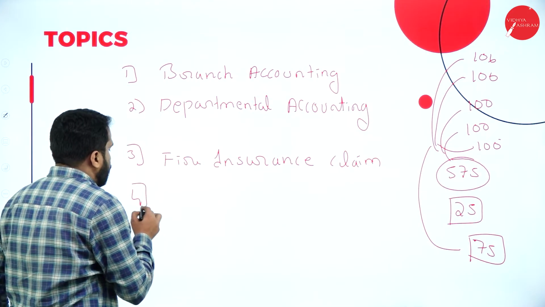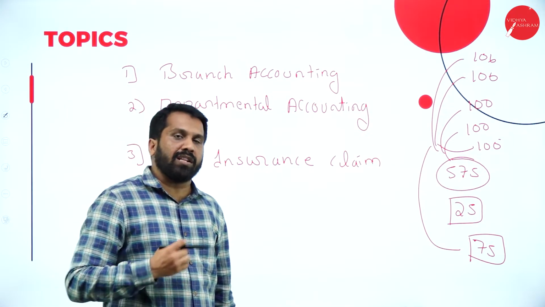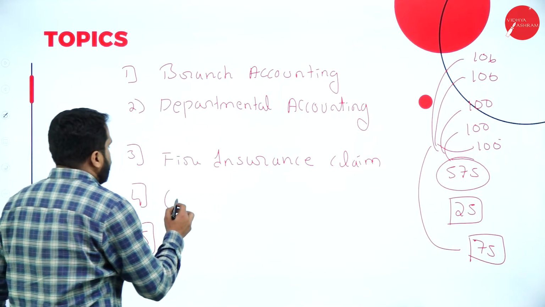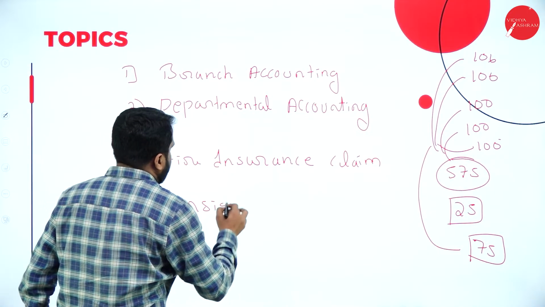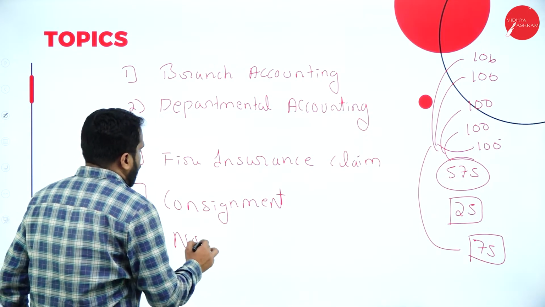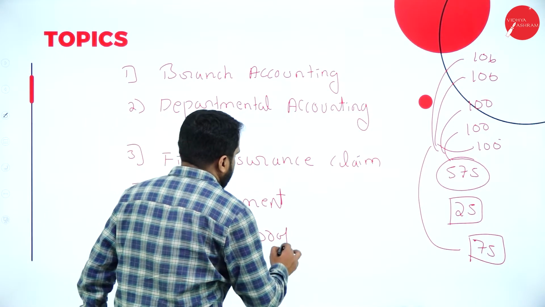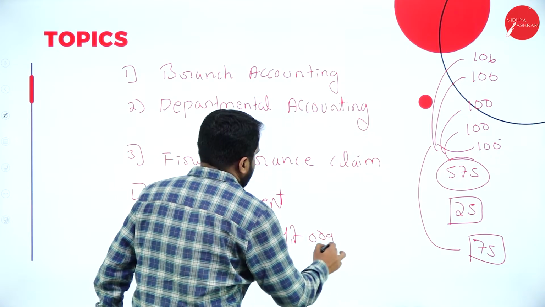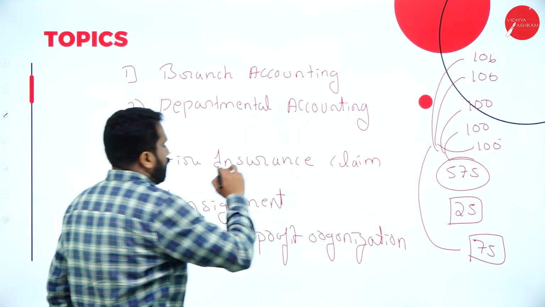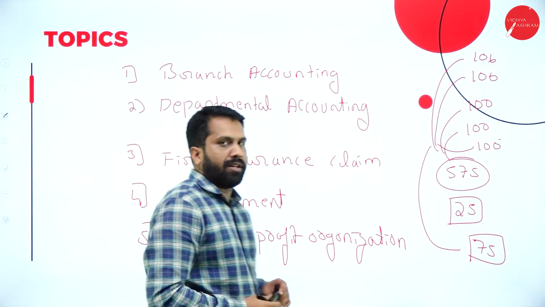And the fourth topic and fifth topic, I won't go in depth. The reason is, we'll go in depth in the individual topic when I explain that. This will be your consignment. And the last topic will be not for profit organization. Now, these are the topics you are supposed to learn.